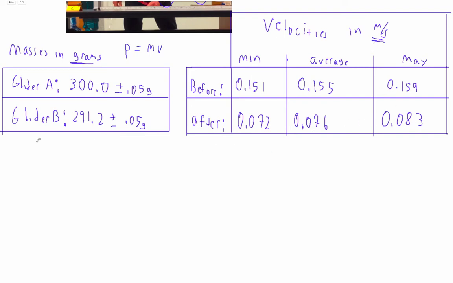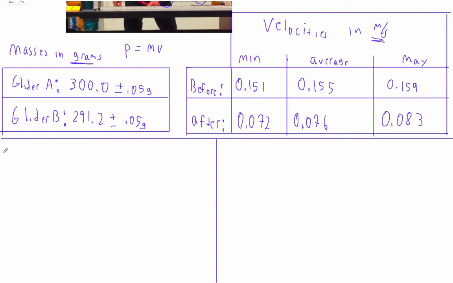Now let's carve out a little space for us here. So we're going to calculate the momentum before over here. Remember that the mass was only the red glider A moving. A was moving, B was sitting still. So our mass is just 300.0 grams. Now I'm going to ignore this uncertainty, this 0.05. We really shouldn't ignore it, but it's so small, it really doesn't make a difference.